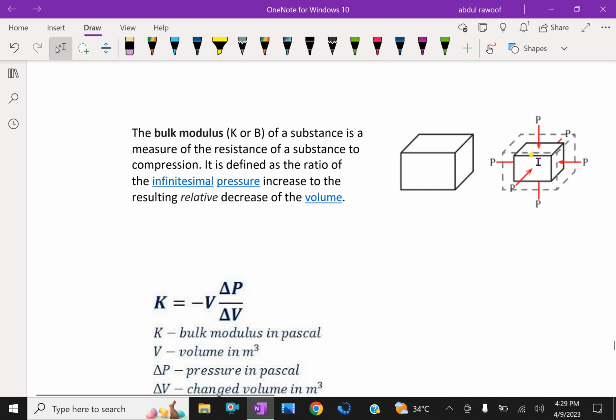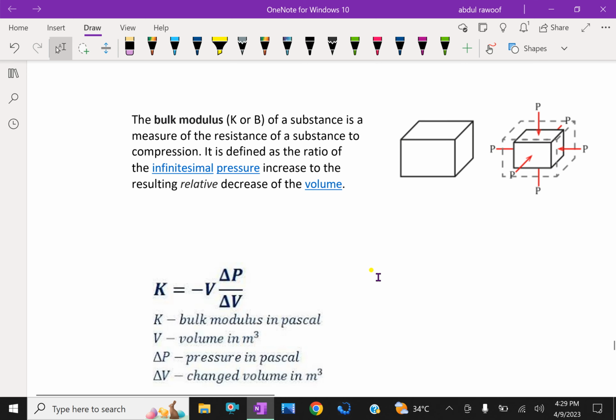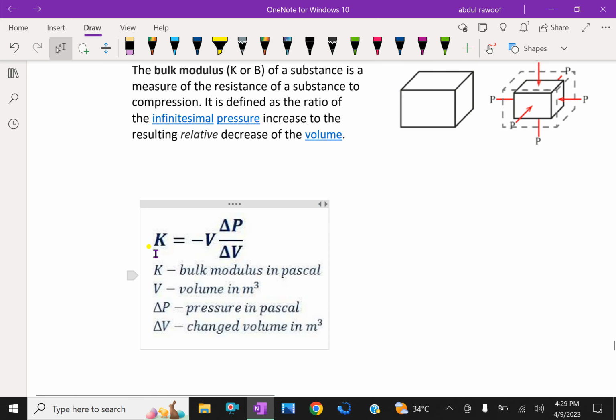That is the stress given by the body. That is, we are applying the force and the volume is somewhat reduced. Overcoming that resistive force, its volume is reducing. Therefore, bulk modulus K equals minus V dP by dV, where K is bulk modulus in Pascal, V is volume in meter cubed, dP is pressure in Pascal, and dV is change in volume in meter cubed. This is the bulk modulus formula.